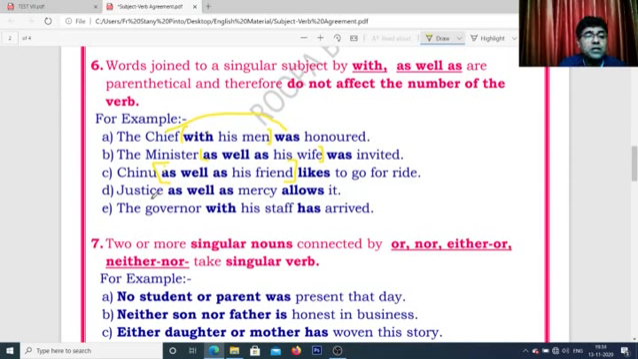Remember this again. Justice as well as mercy allows it. Don't say "justice as well as mercy allow it." Then you are wrong. Why? You have to consider this parenthetical in nature. When a singular noun is joined by "with" or "as well as," for example, the governor with his staff has arrived, because we are speaking about the governor with his staff. Of course, the staff also arrived, but the reference is to the governor. So the governor has arrived. This is parenthetical in nature.